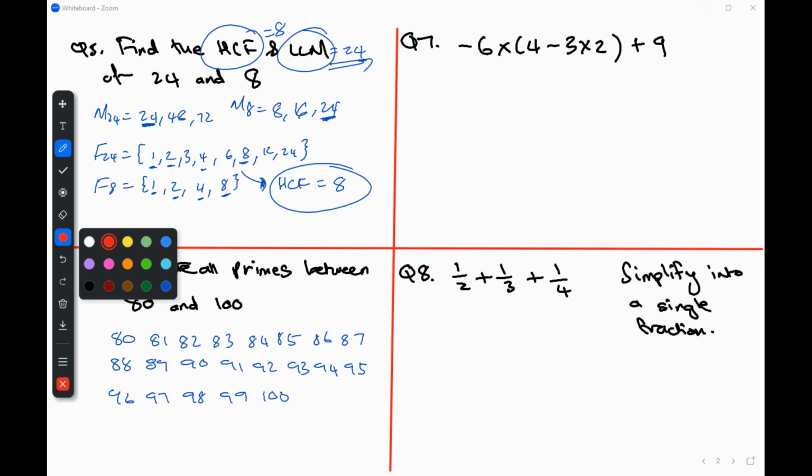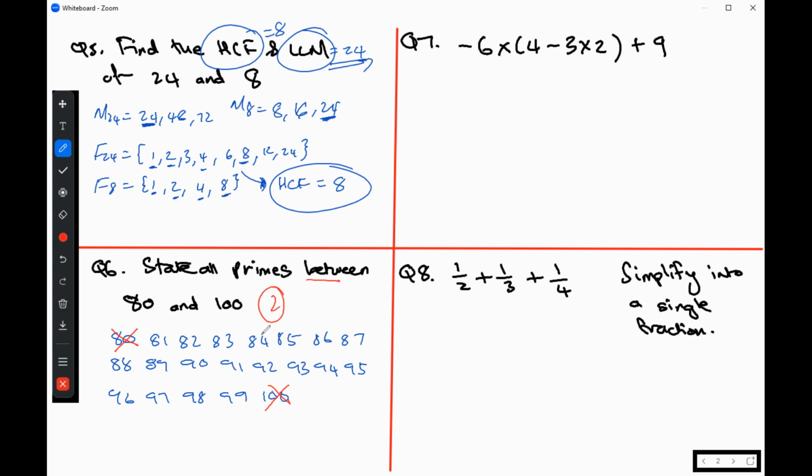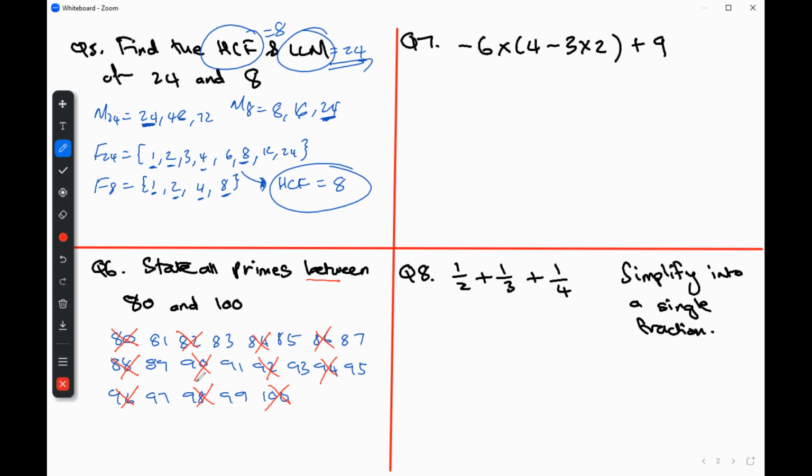Firstly, it says between. Between means excluding those two numbers. The next thing is even numbers are out. The only even number that's a prime number is the number 2, which is way smaller than these. So all even numbers are out. We can take all the even numbers and remove them completely. Now you've got to know your timetables quite well.